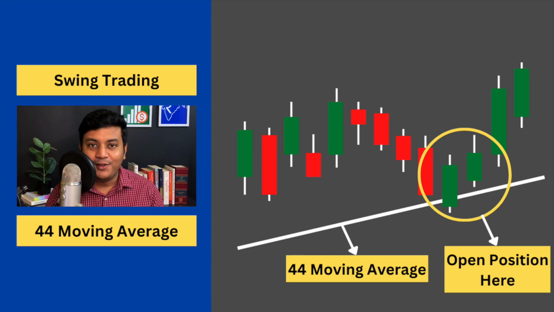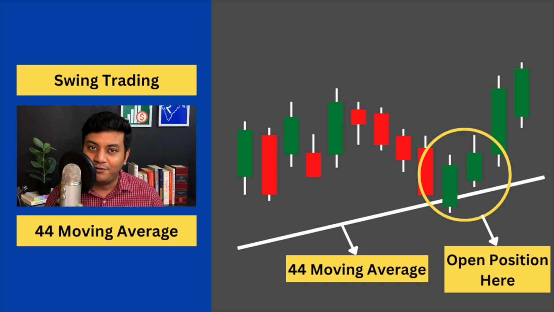Now, another popular swing trading strategy is the 44 moving average. The 44 moving average tells us the average price of a stock traded over the past 44 days. It is an ideal moving average to identify the short-term trends in the stock price of a company.